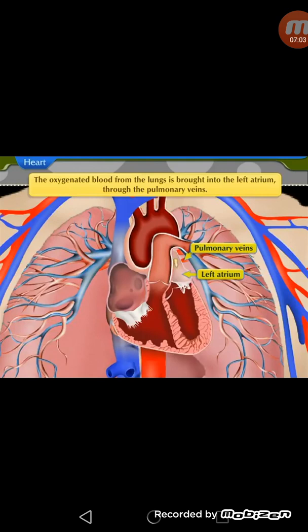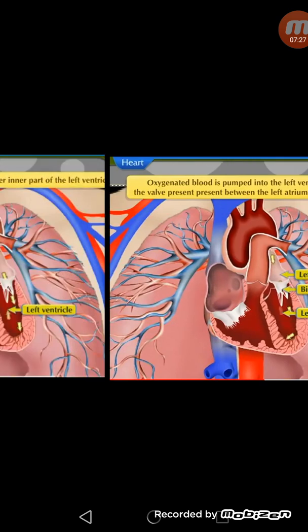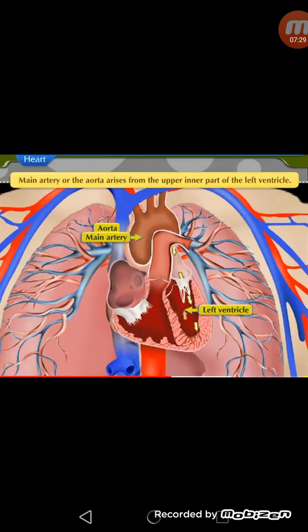Now the purified blood, or oxygenated blood, comes into the left atrium. From the left atrium, this oxygenated blood goes to the left ventricle. And as there was a valve between the right atrium and right ventricle, in the same way there is a valve present between the left atrium and left ventricle, which is called the bicuspid valve, so that there is no backflow of blood from ventricle to auricles.